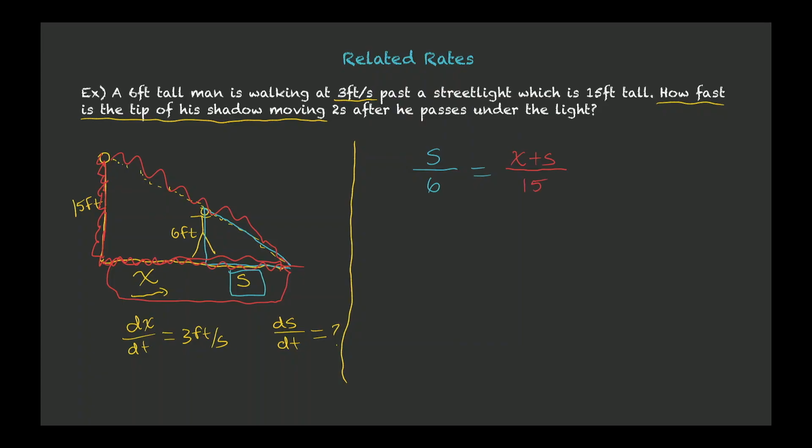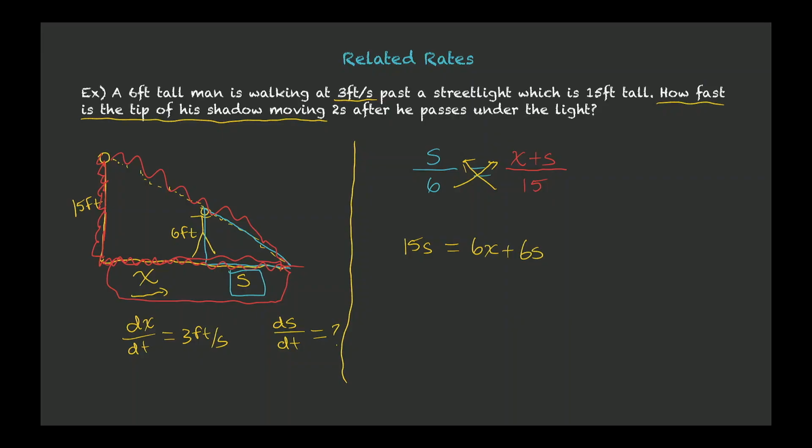Okay, so this is an expression which relates together the two variables x and s. And one thing about these expressions is you can simplify before you take a derivative. So I can cross multiply here. So 15 times s will give us 15s. And then cross multiply the 6 over to the other side. 6 times x plus s gives us 6x plus 6s.